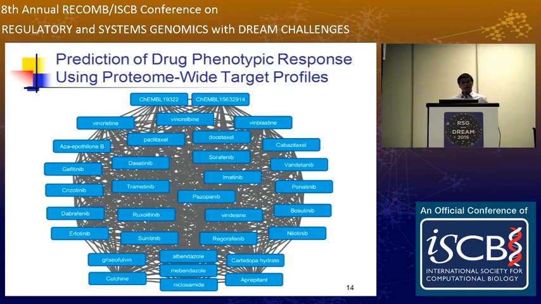Because we have genome-scale target profiles, we can screen chemicals based on this genome-scale target profile, not just a single target. So we believe they will give you more correlation with phenotype. So here's an example. Based on this phenotypic profile similarity, we can link these drugs together.